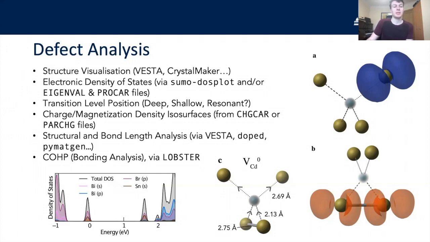And finally, the crystal orbital Hamiltonian population, so the COHP, which is something that can be done through LOBSTER, where you can look at the bonding behavior. So if certain types of states are more bonding or anti-bonding, for example.